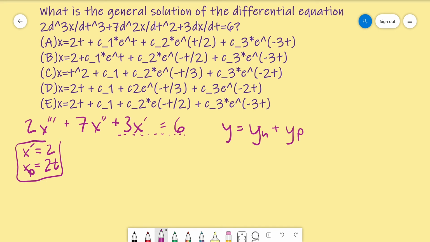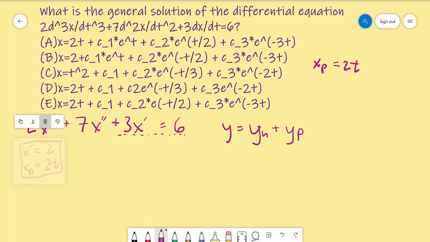Okay, we're going to save that, put it away, use it later. I'm just going to write it up here. xp is equal to 2t. Okay, and then we'll get rid of that.